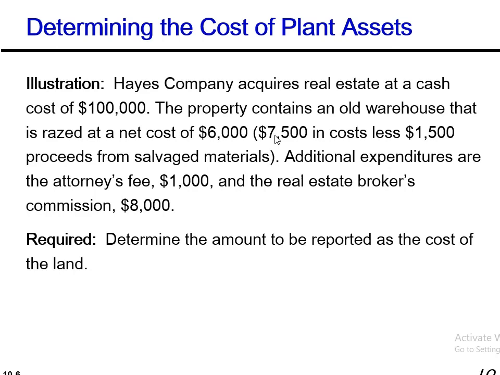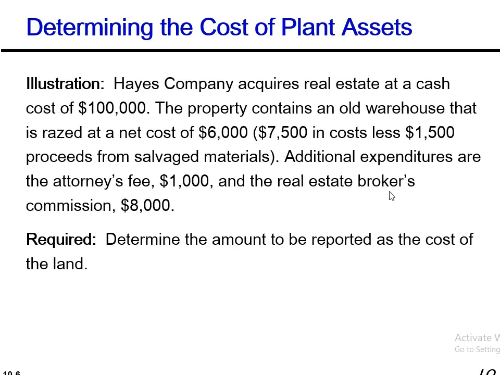$7,500. When they broke down this warehouse, there was some scrap which you were able to sell. So less $1,500 proceeds. You get the money from the salvaged material by selling the scrap value of the warehouse. So actually you spent $7,500 to remove the warehouse, but at the same time by selling the scrap you were able to get $1,500. So the net cost which you actually incurred for the warehouse was $6,000.